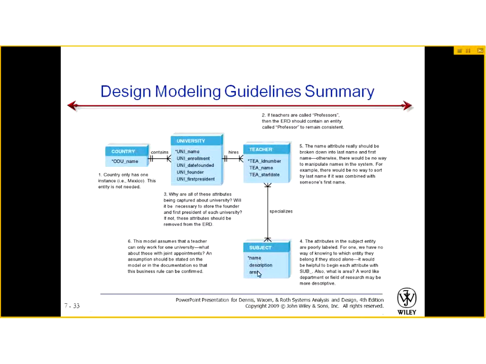Then if we talk about the subject entity, the attributes are name, description, and area. There is some problem in this entity as well. Although it looks correct, the attributes in the subject entity are poorly labeled. Why are they poorly labeled? Because we have no way of knowing which entity they belong to if they stood alone. If we are given name only, we cannot say whether it is the name of a person, a university, a subject, or a teacher.